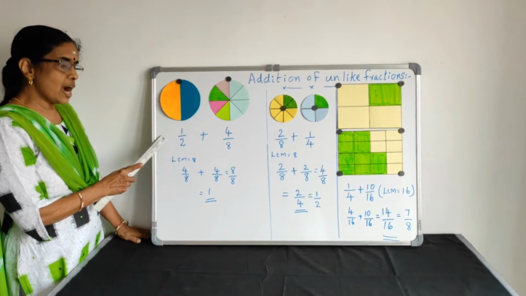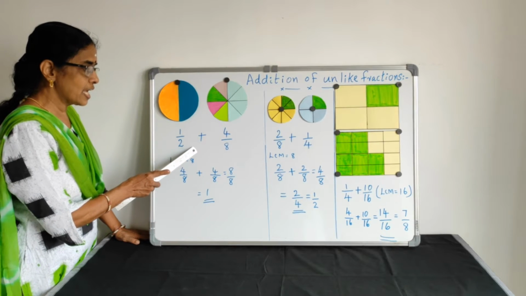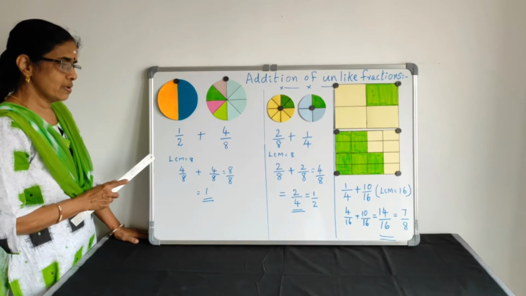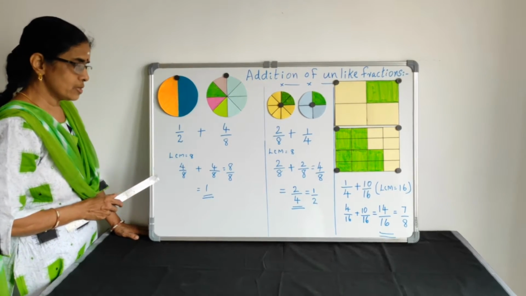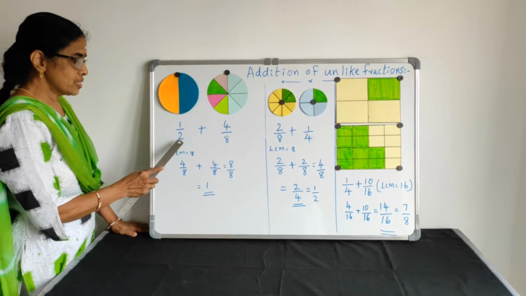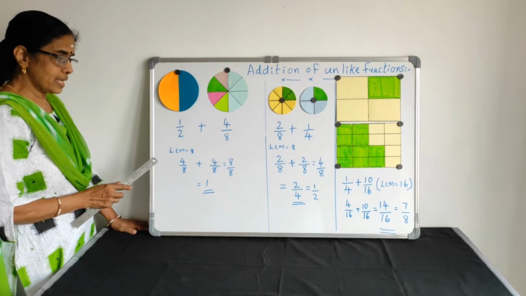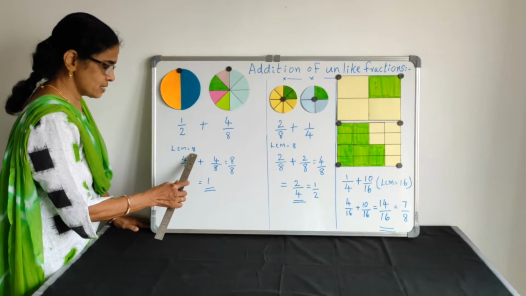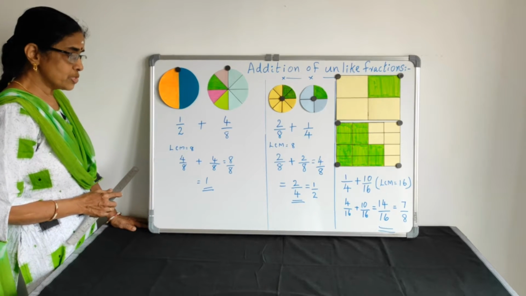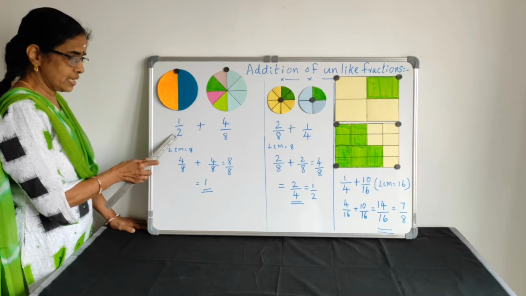When we are adding unlike fractions, the first step is to make the unlike fractions into like fractions. How to make like fractions? Take the denominators 2 and 8 and calculate the LCM. 2 and 8, the LCM is 8. Now, you have to change this fraction with the denominator 8.